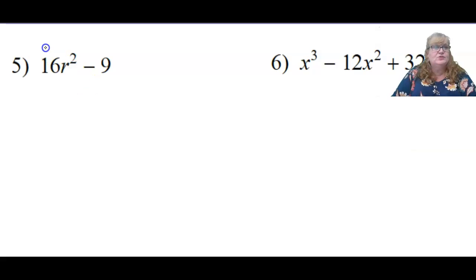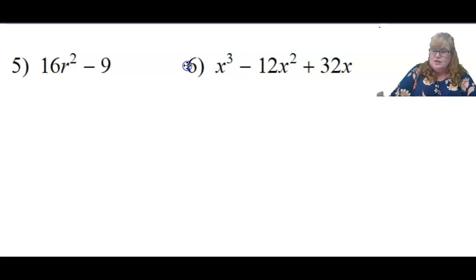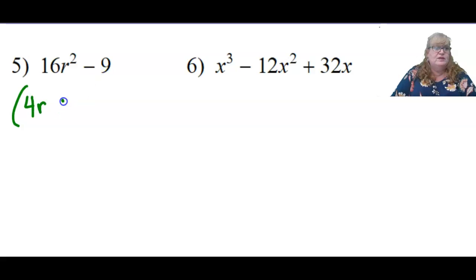All right, this one is also two perfect squares. They do not have anything in common that we can take out. So we just factor: the square root of this is 4r, and the square root of 9 is 3. Whoops, I forgot my 4. And then one gets a plus and one gets a minus so that we get no middle term. 4r times 4r is 16r squared. 3 times negative 3 is negative 9.